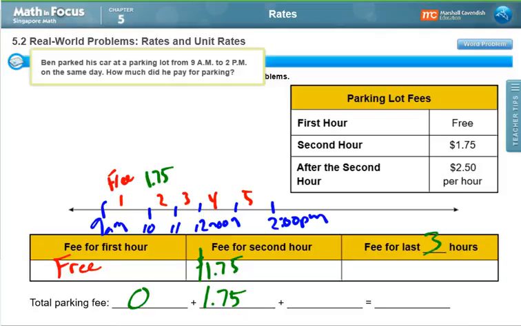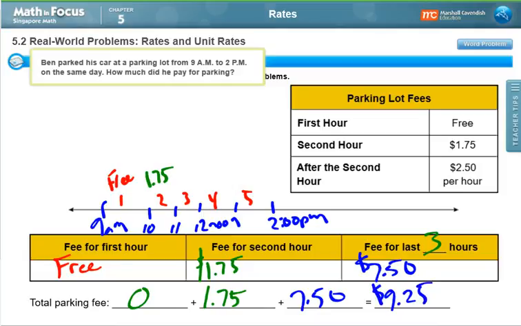So how many hours are we parking for that rate of $2.50 an hour? We're talking about 3 hours going by. So 3 hours at $2.50, that's $7.50. So our grand total will be $9.25.